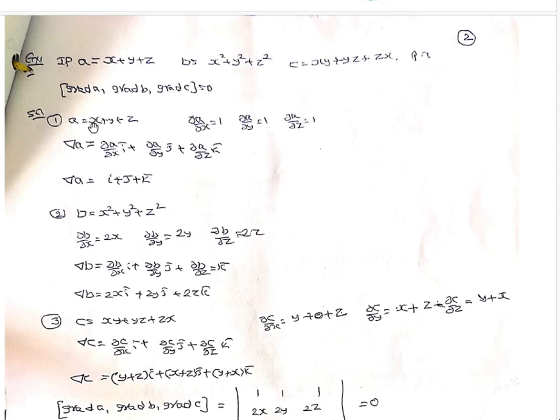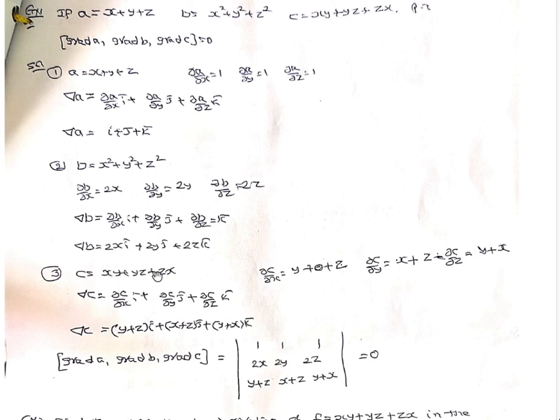Here A is equal to x plus y plus z. Find ∂A/∂x is 1, ∂A/∂y is also 1, ∂A/∂z is 1. Therefore gradient A is i bar plus j bar plus k bar. Similarly, B is x square plus y square plus z square. Find ∂B/∂x, ∂B/∂y, ∂B/∂z. Gradient B formula: ∂B/∂x i bar, ∂B/∂y j bar, ∂B/∂z k bar. Substitute the values, you will get like this.